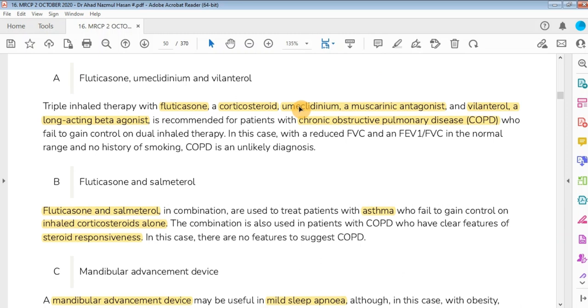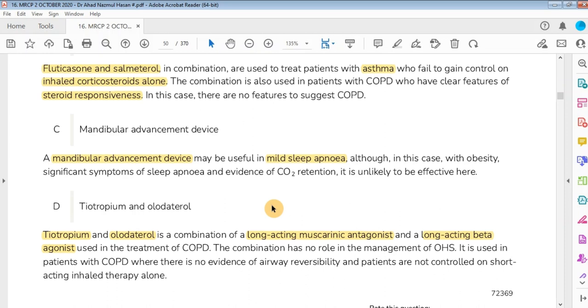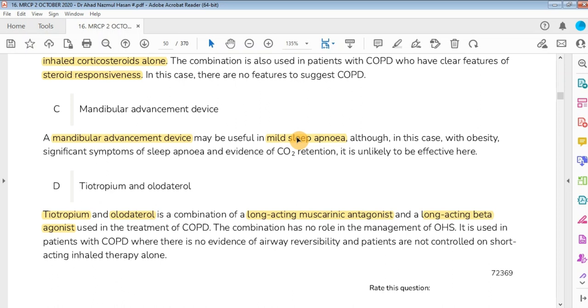Umeclidinium is the muscarinic antagonist, LAMA, and vilanterol, salmeterol, formoterol, as well as olodaterol, they are the LABA, long-acting beta agonists. And mandibular advancement device is used in case of mild to moderate sleep apnea. And for severe sleep apnea or moderate sleep apnea, we need to go with continuous positive airway pressure.